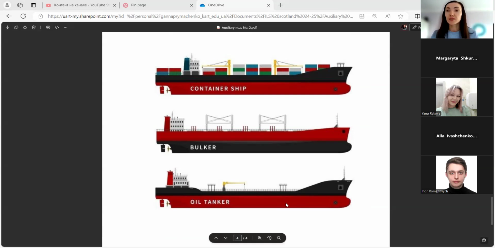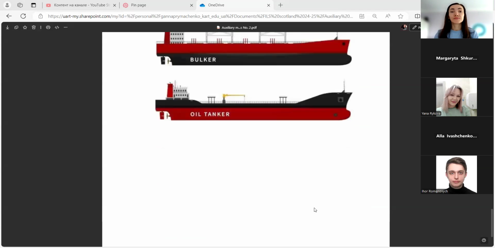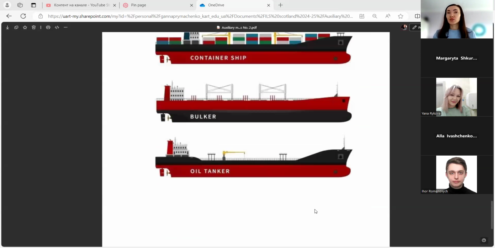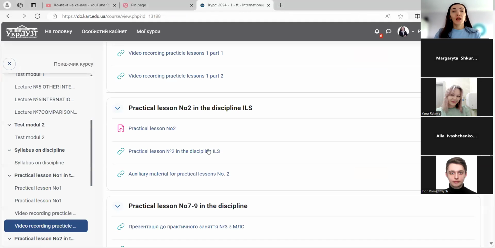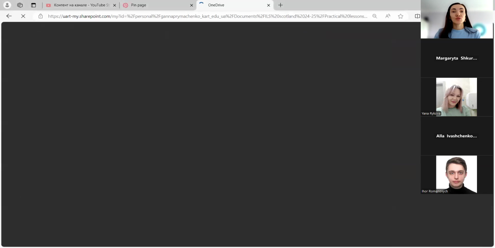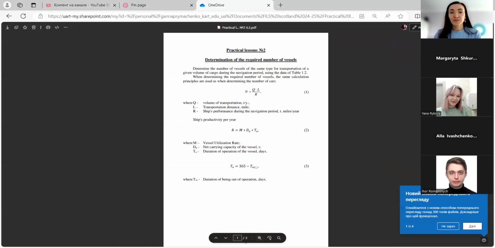So we can see that the colors of the line can be different, but more often it is red color, and this line was underwater or on the river of water. Maybe it is such a picture that can help you to understand what it means. So we do our task number 2 today.